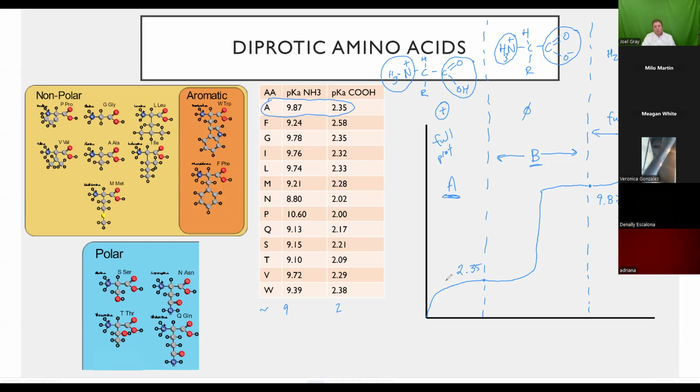So when the pH is equal to 2.35, we've got 50% of the molecule that looks like this, and 50% of the molecule that looks like this. Right around 9.87, we've got 50% that looks like this, and 50% that looks like this.